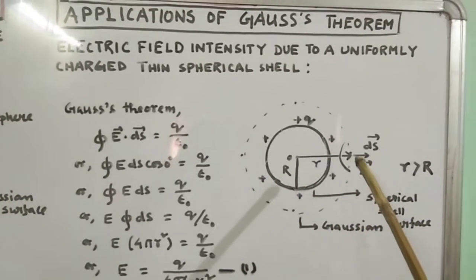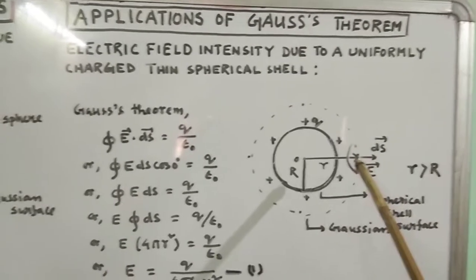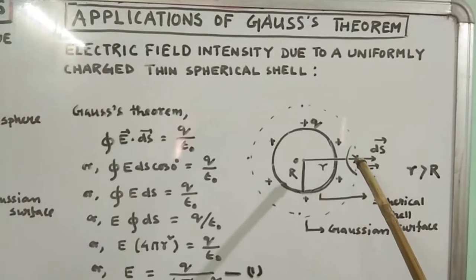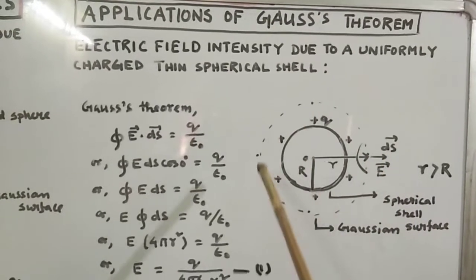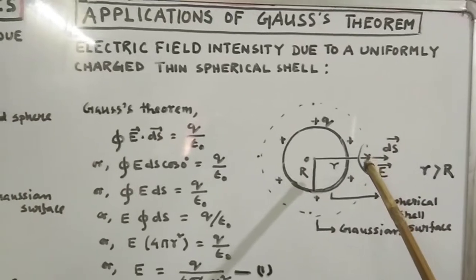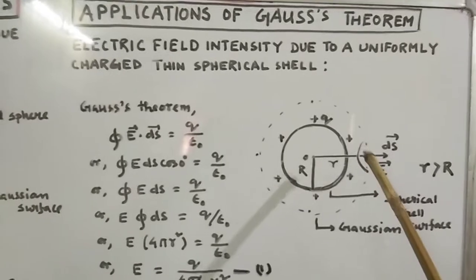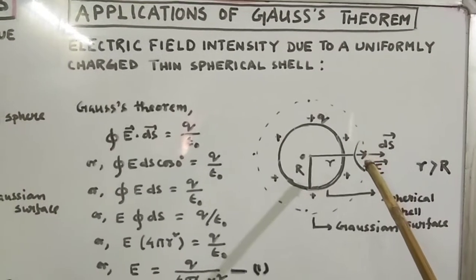Now you have to define the field intensity at a specific point here. If you have to define the field intensity at this point, you have to construct a Gaussian surface, and that surface must pass through that specific point where we have to define the field intensity. Now you can give the name to this point as P. I have not given it here.